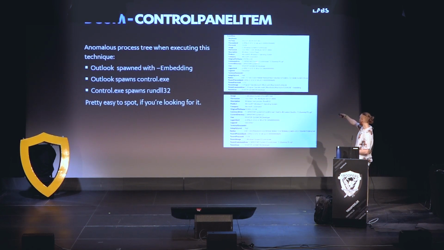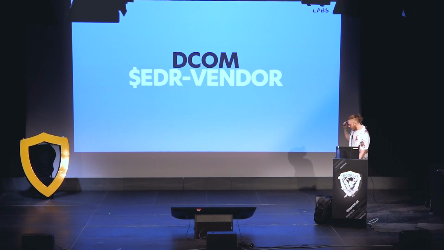Again, you see here control.exe. I mean, you probably can't even read it, but I assure you that control.exe is launched with CPL as an argument, and then here you will see that rundll32 is actually executing the CPL file. Again, the relationship of Outlook spawning control.exe is pretty anomalous, and perhaps should be flagged.